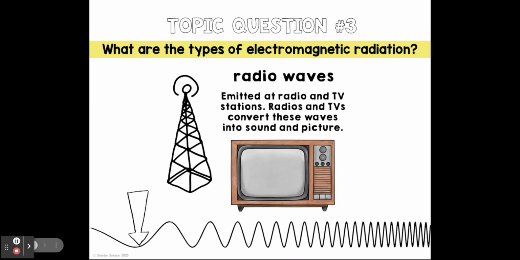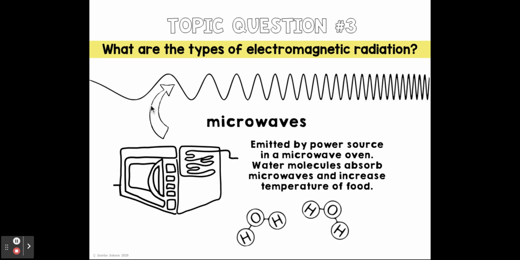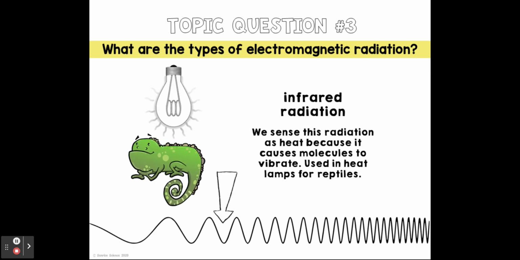So you've got radio waves way down at this end, emitted at radio and TV stations. Radio and TV convert these waves into sound and picture, and they have the largest wavelength. Next, you have microwaves, emitted by a power source in a microwave oven. Water molecules absorb microwaves and increase the temperature of food. Infrared radiation: we sense this radiation as heat because it causes molecules to vibrate, used in heat lamps for reptiles.